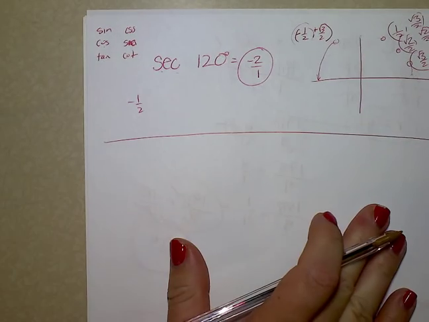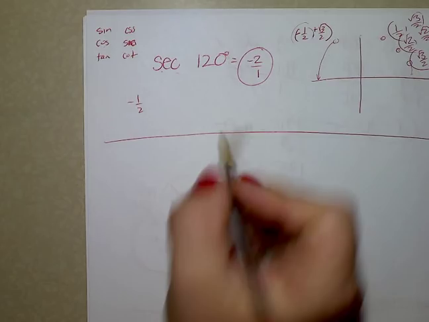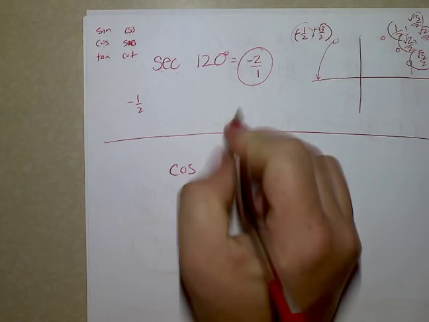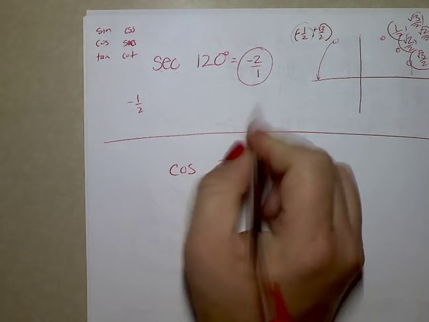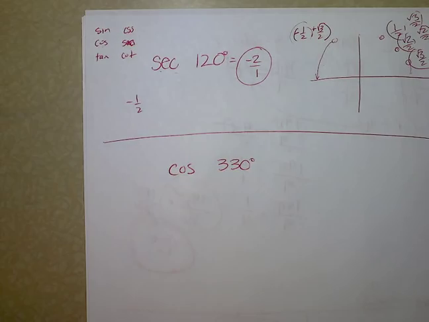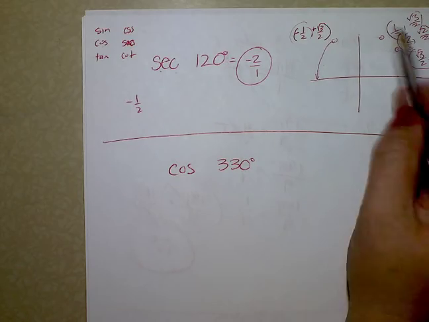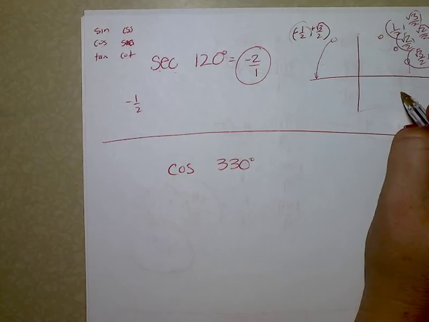Next one, find the exact value for the cosine of 330 degrees. The exact value for 330 degrees. Okay, so 330, you have to know where that is. That happens to be right here.